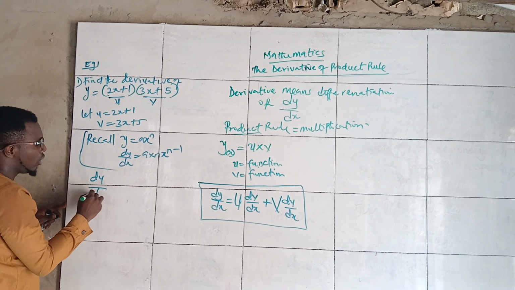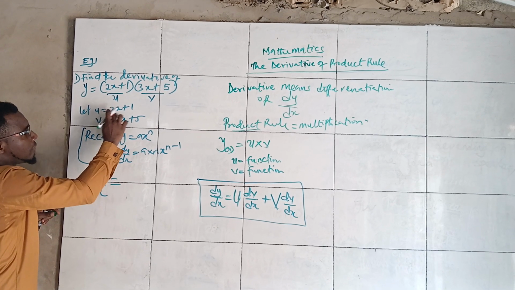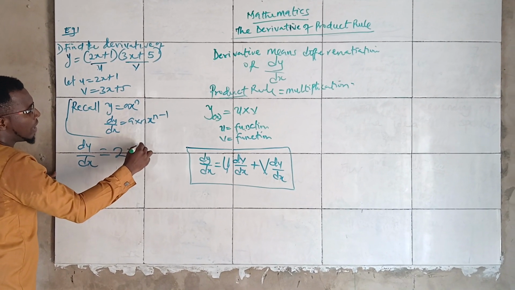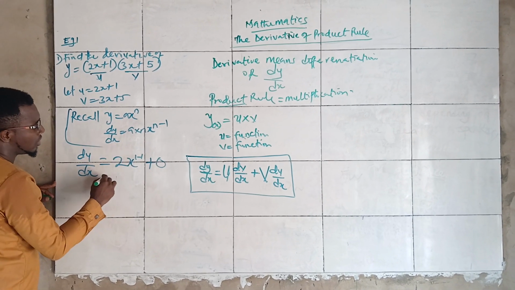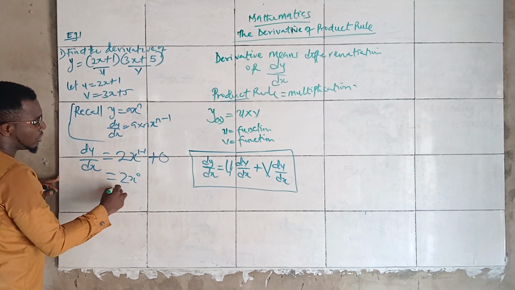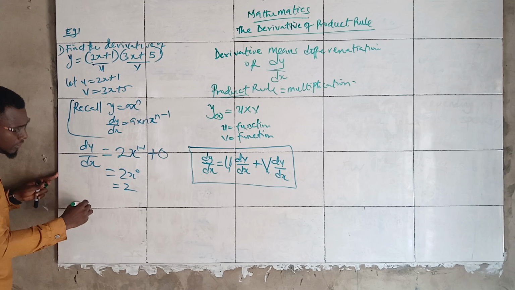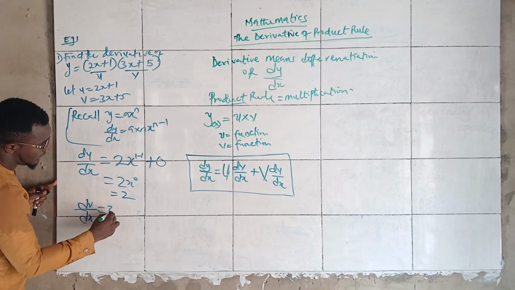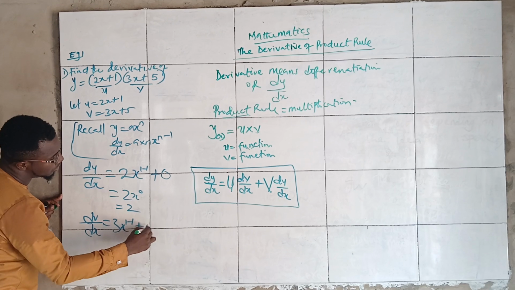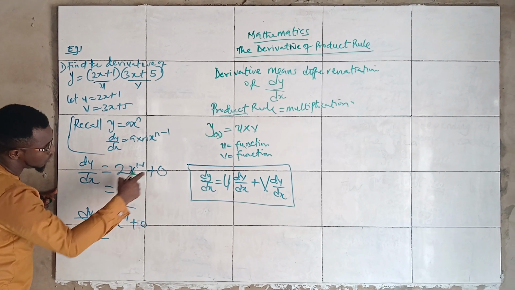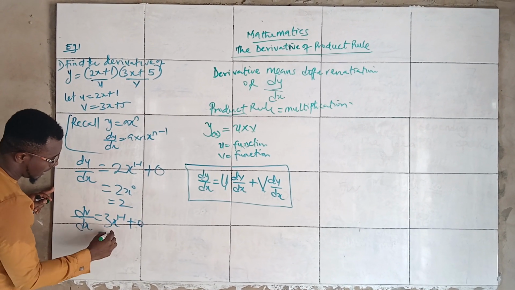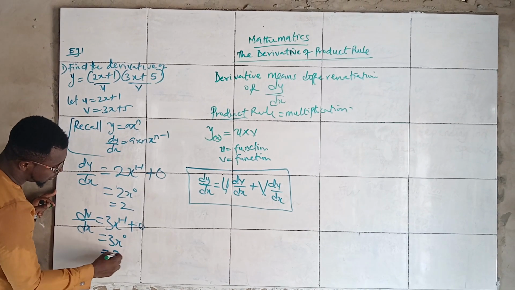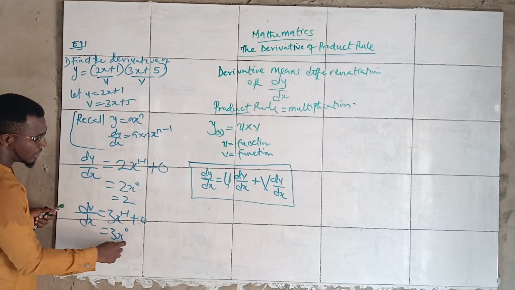So what we do here is that we just differentiate. We say du over dx is going to be equal to, when we differentiate this, 2x raised to the power of 1 minus 1, then this one will change to 0, which is 2x raised to the power of 0, which is equal to 2. While for v, dv over dx is going to be 3x raised to the power of 1 minus 1 plus 0, because this one is a constant. This one is going to be 3x raised to the power of 0, and anything raised to the power of 0 is going to give us 1. 1 times 3 will give you 3.